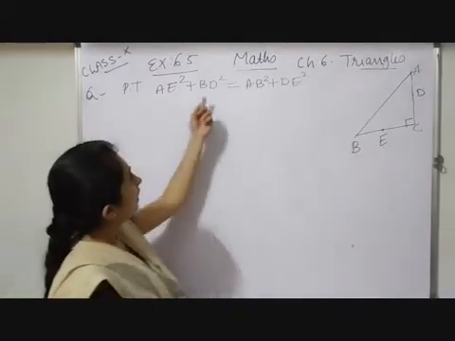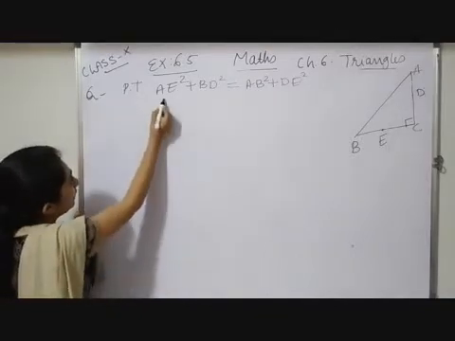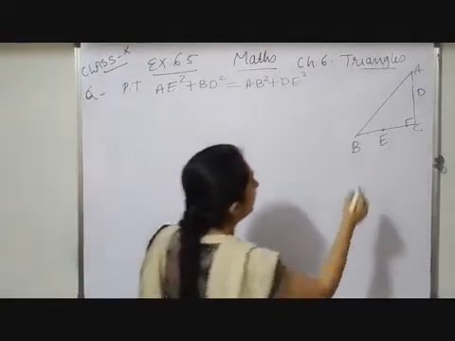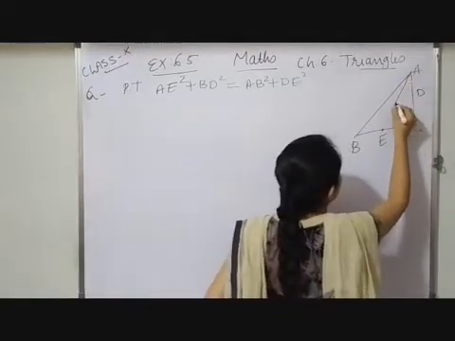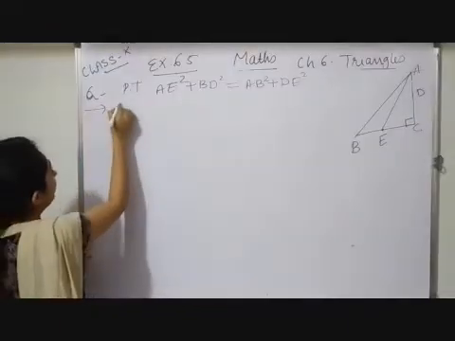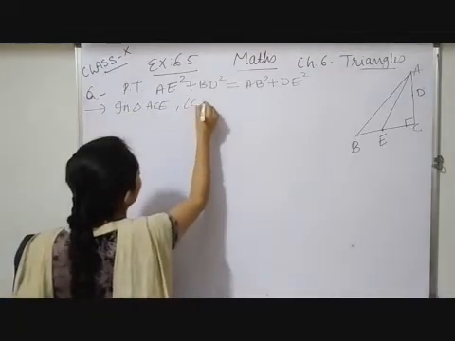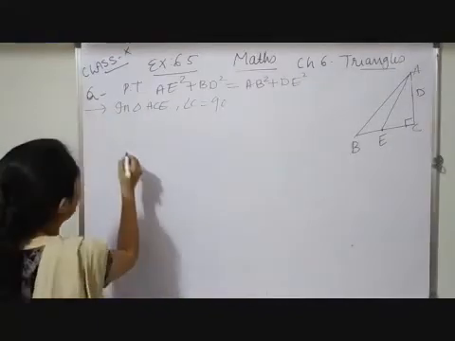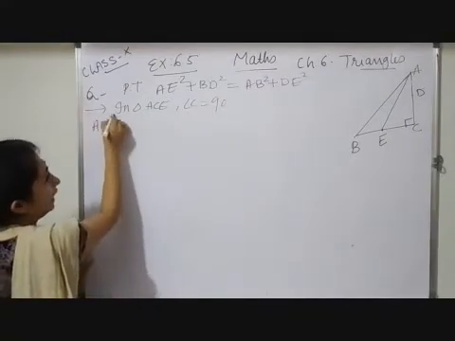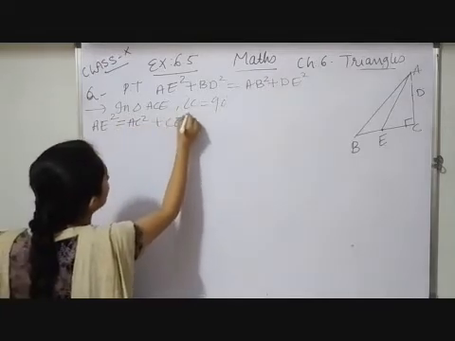Here I will prove it. What can I do here? Here what I want is AE square. If I join this AE, I'll get this triangle ACE. So in triangle ACE, we know the 90-degree angle. So I can apply Pythagoras theorem. So I'll write AE square equals AC square plus CE square, equation number 1.